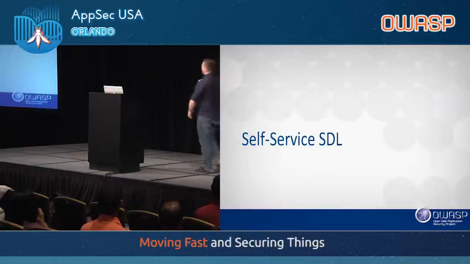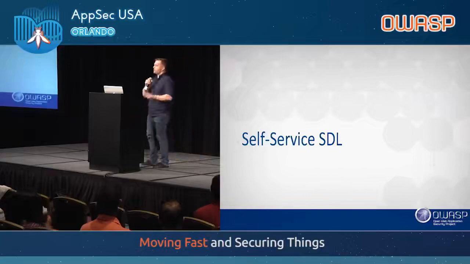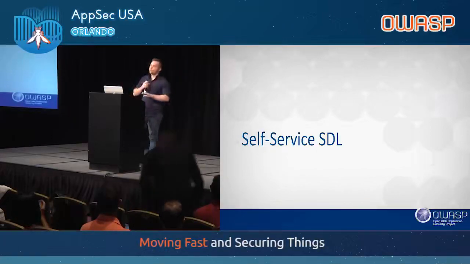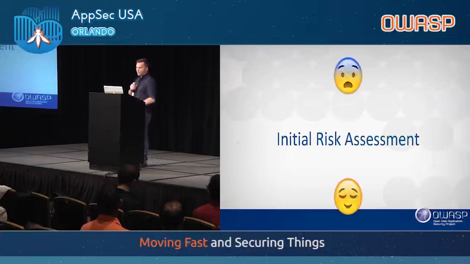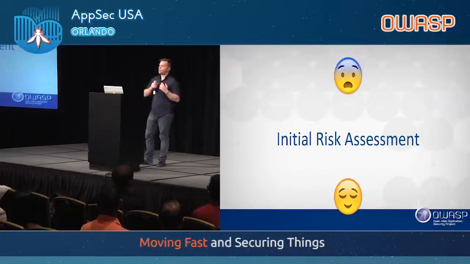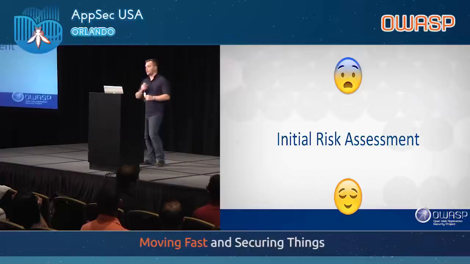Thanks, Max. So the self-service SDL is the tool that brings it all together. It allows the developers to produce at high output with very, very low friction. It enables us to scale a rapidly growing engineering organization while still remaining only three people. And it begins with the initial risk assessment. It allows developers to self-eyeball their feature or product's own risk before it even reaches the security team.